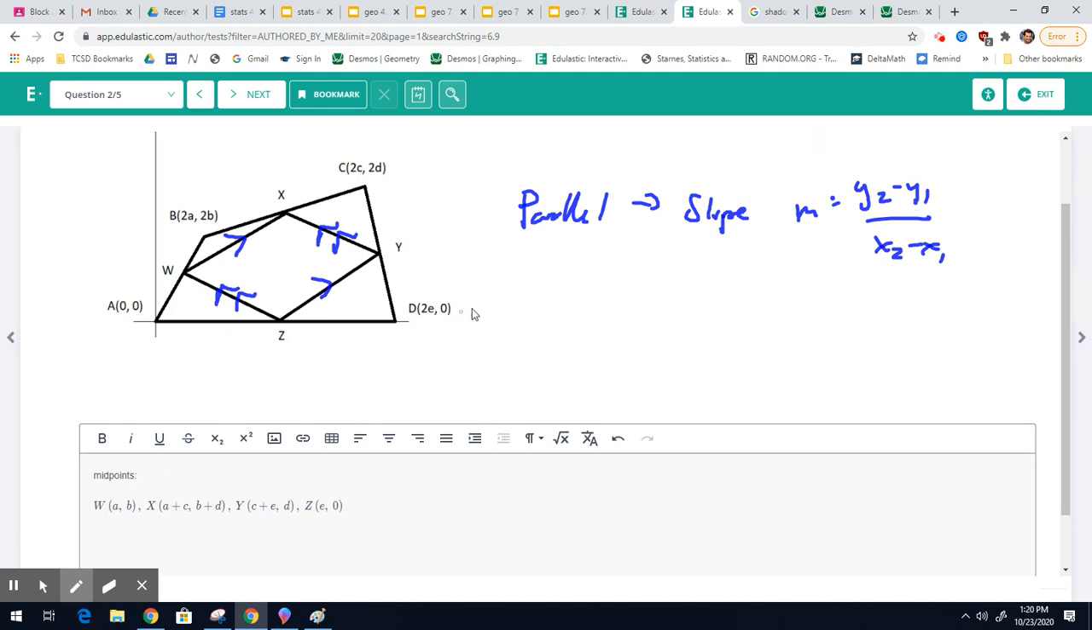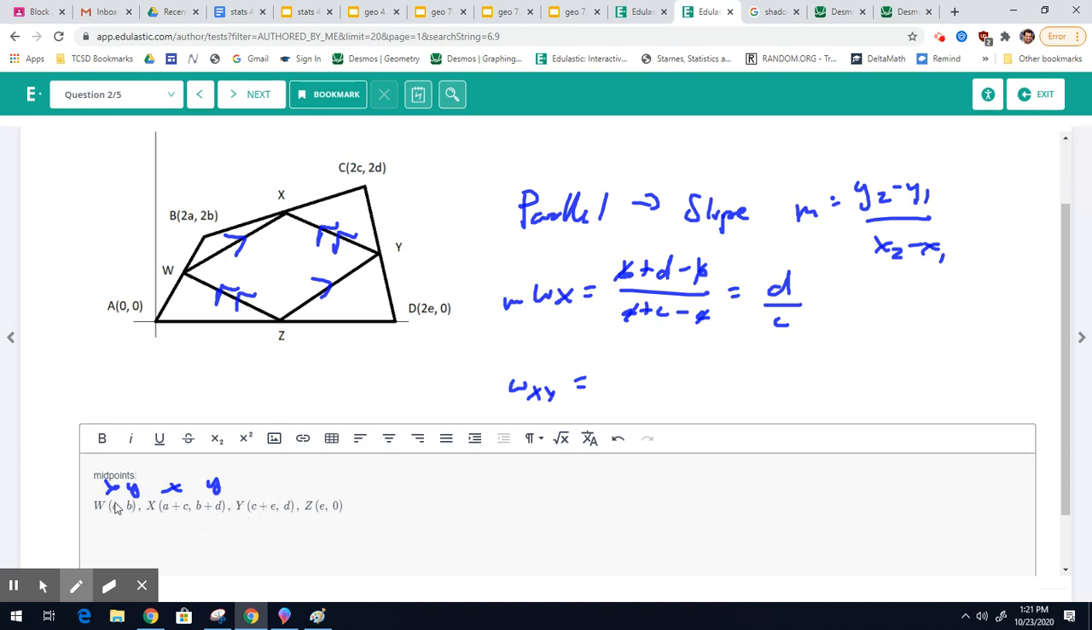So to find the slope of WX, I'm going to use X minus W. So y, b plus d minus b, and then x, a plus c minus a. Up top, the b's cancel, that's d. On bottom, the a's cancel, and that's c, so d over c. Slope of XY. So to do XY, let's go with, it doesn't really matter.